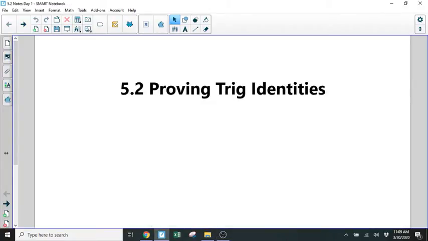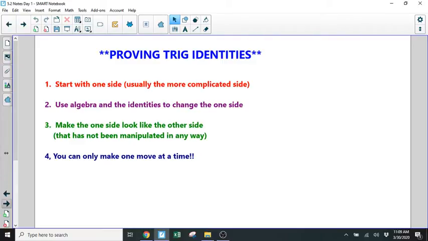All right, 5.2, proving trig identities, day one. The biggest thing that I can emphasize when it is proving trig identities is that we need to show our work. Here are your steps.